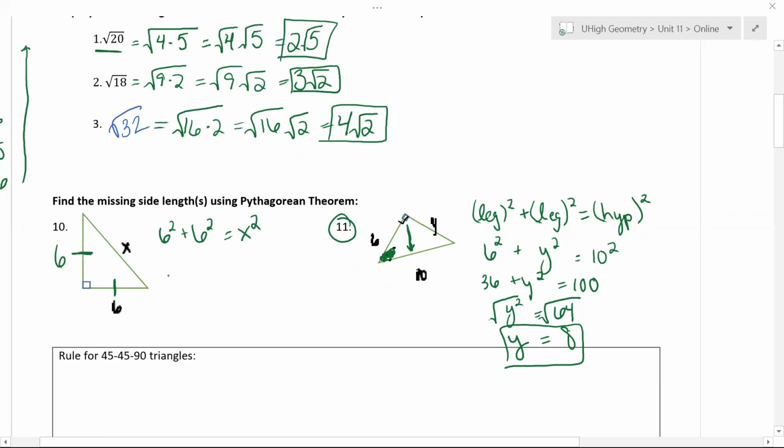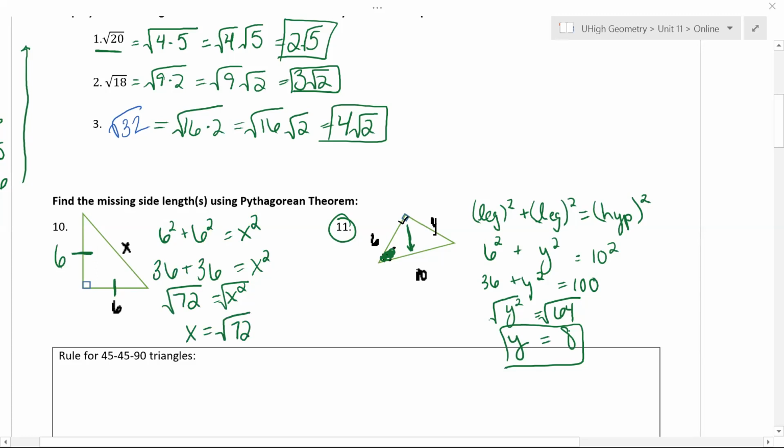Well, 6 squared is 36 plus 6 squared is 36 equals x squared. 36 plus 36 is 72 equals x squared. And if I take the square root of both sides, I see that x equals the square root of 72.